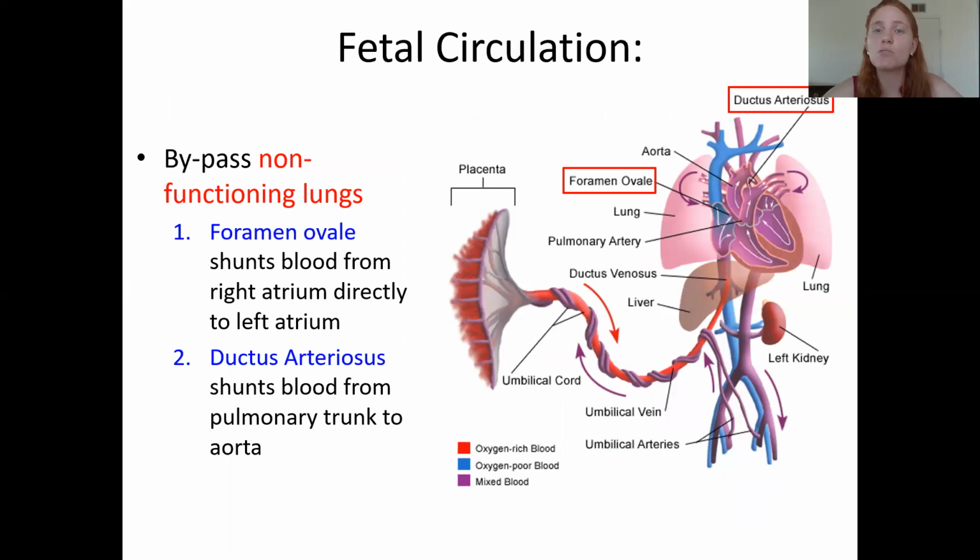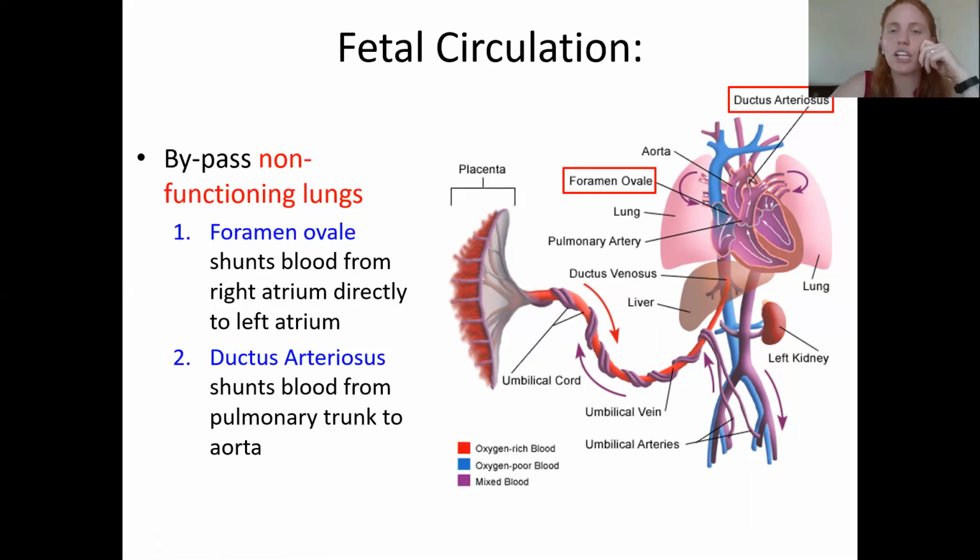Okay, so last couple of slides, let's talk about fetal circulation. But really, I'm only talking about fetal circulation so I can talk a little bit more about some structures that we'll see in the grown-ups. Okay, so fetus means being held in the womb. And when the fetus is in the womb, the lungs aren't functioning. It's not breathing yet.